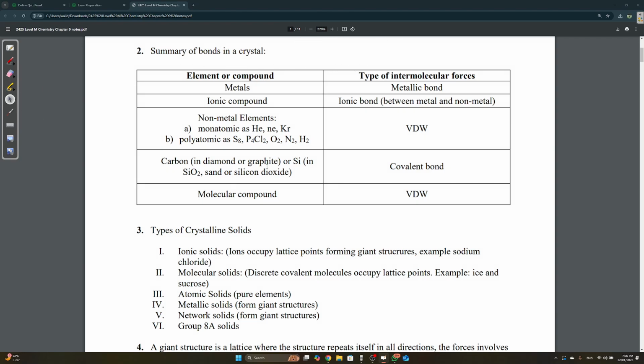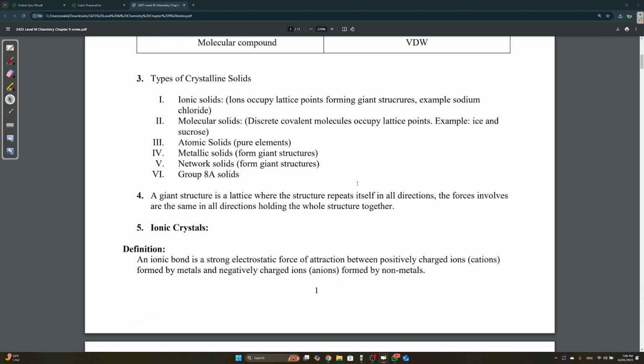Carbon in diamond or graphite, or Si and SiO2, we said it forms a network solid and gets you covalent bonds, right? They're covalently bonded together. Any molecular compound is van der Waals. So what do you need to know? Everything has van der Waals bonds, everything, okay? Except ionic compounds are formed by ionic bonds, and metals are formed by metallic bonds. I'm going to go in detail, I'm going to explain just a bit, okay?